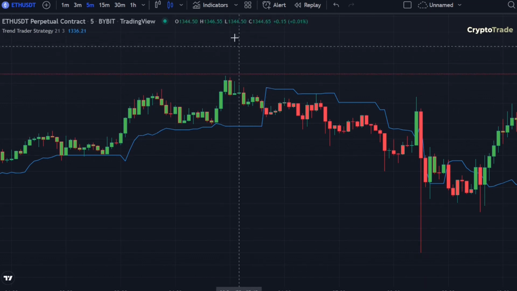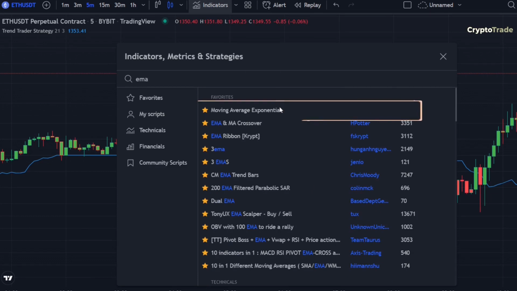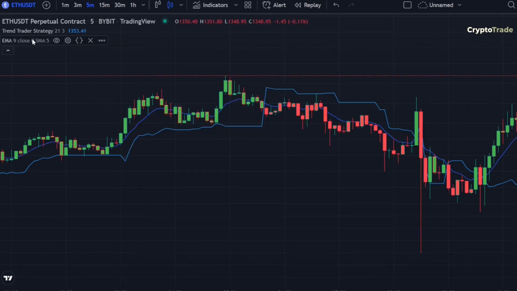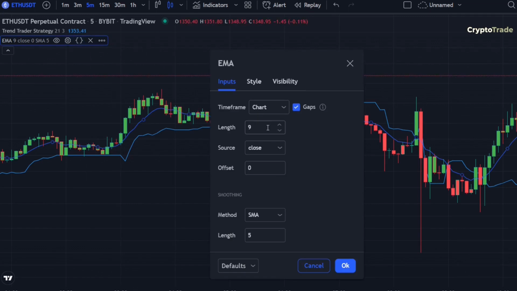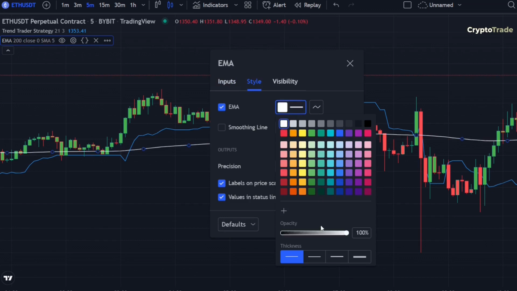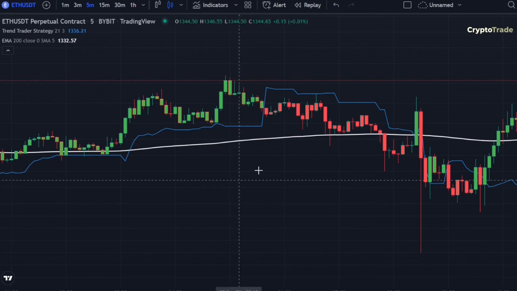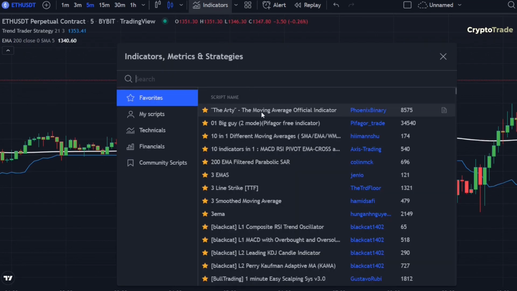To add the second indicator to the chart, open the indicator search bar in TradingView and type EMA. Select this indicator, as shown here in the video. Go to Settings and in the Inputs tab change the length to 200. In the Style tab, change the color to white and increase the thickness a little bit. Click OK to finish.